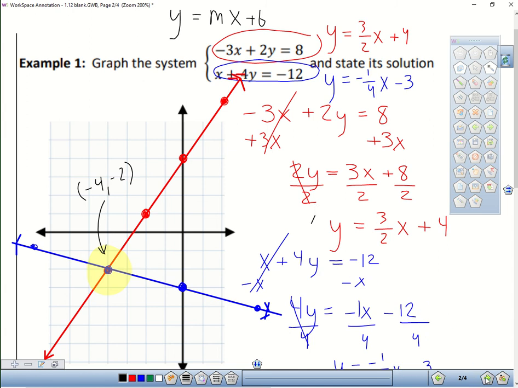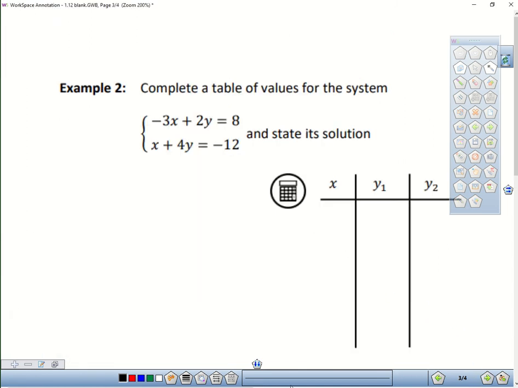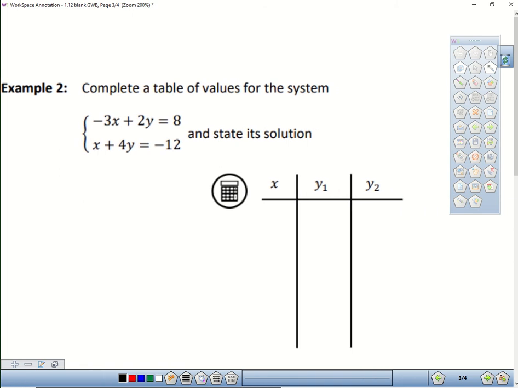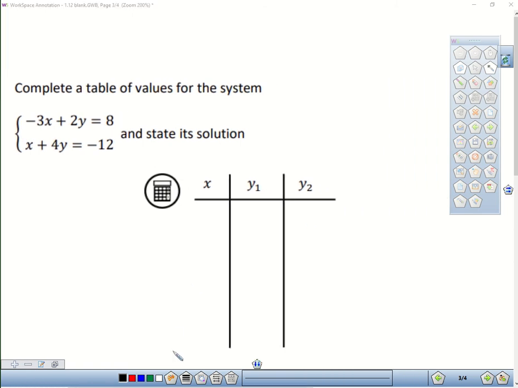So looking at the next question we're going to talk about in class, to save you the time and effort, these are the same 2 equations, so we don't have to resolve for them again. We can just rewrite it. So I think the first one was y equals 3/2 x plus 4, is that correct? And the second one was y equals -1/4 x minus 3. Okay. So we're going to use the table instead to find solutions.